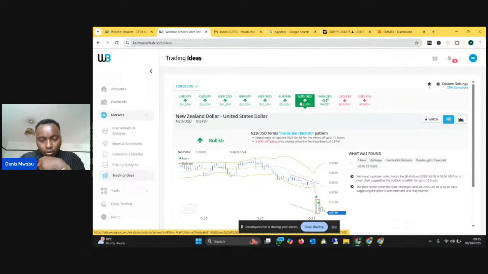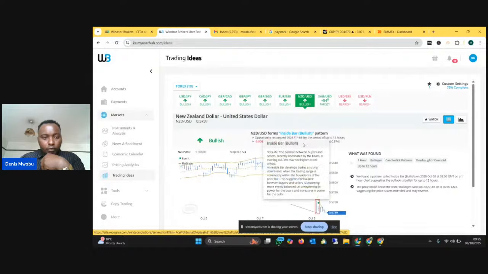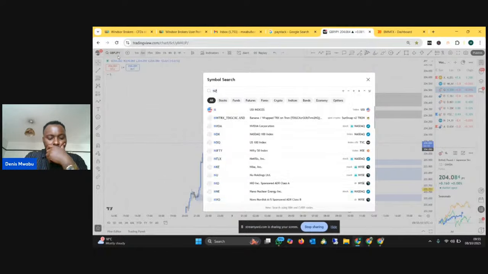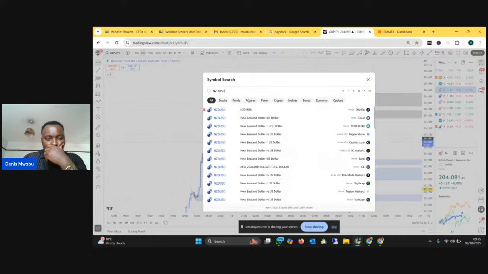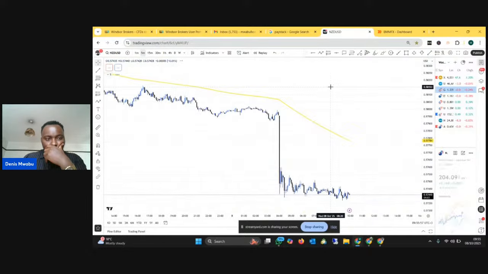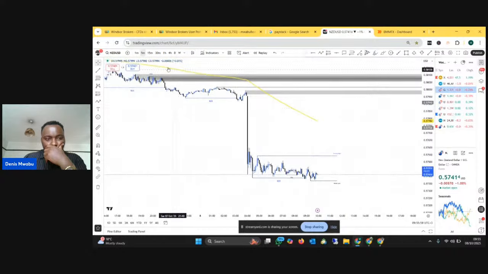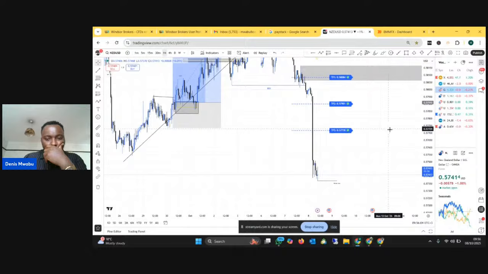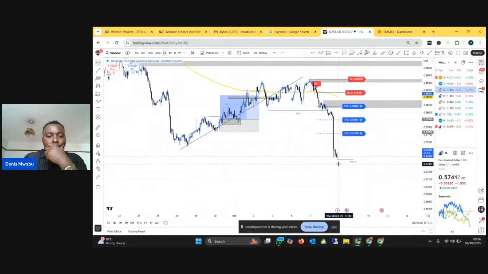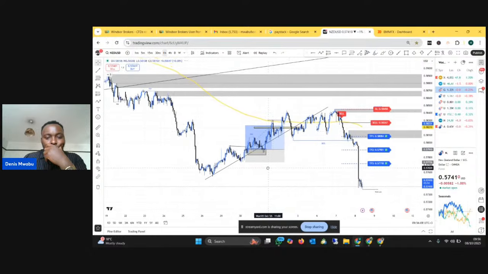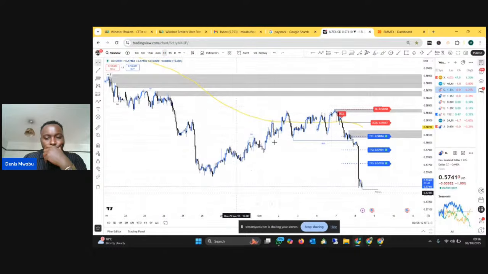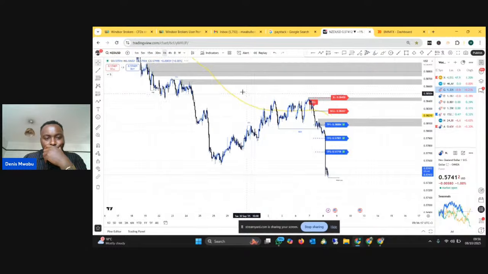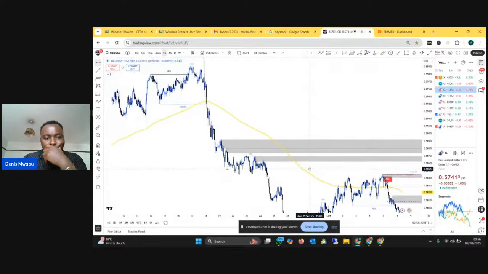NZD, well, NZD we are looking for buys, bullish. Bullish. So we look for bullish. All right, so let's see. This one is still a deep sell. Okay, so a deep sell.